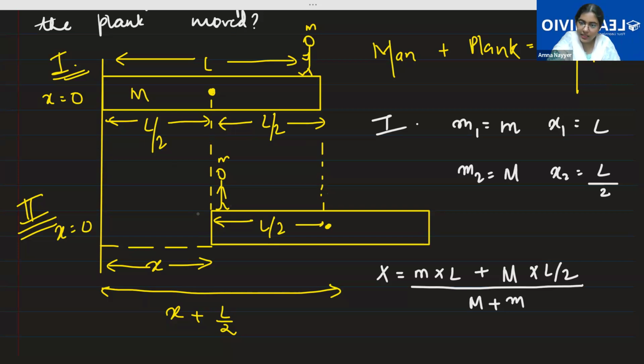So we are only using L for the plank itself, but other than the plank, we are using some other variable. The separation we are using some x. This x is not a part of our question. My final answer should not give the value of x. It is asking how much the plank has moved. So I have assumed, let's say it has moved by some distance x. Got it?